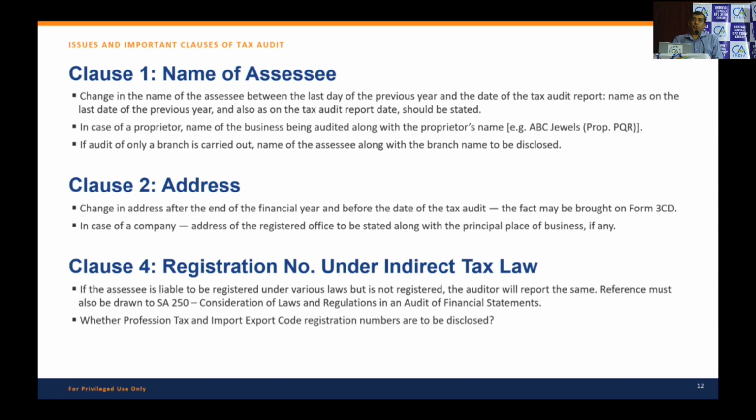So clause 1 and 2 are otherwise simple, nothing much to discuss except one word of caution. Sometimes what happens is there is a change in name or change in address after 31st March 2026, say for example. Then what do you do?